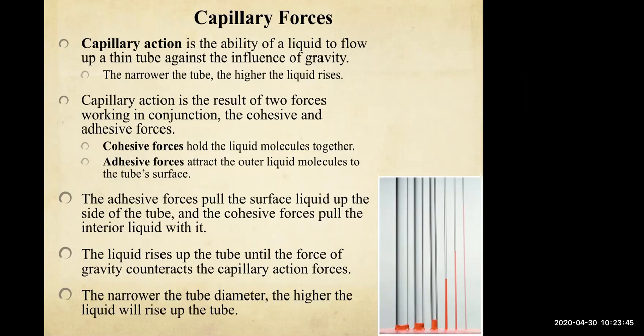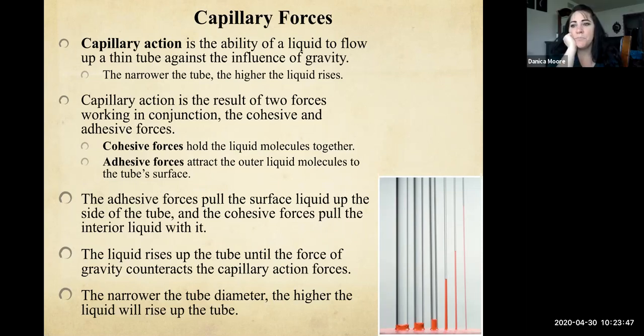Plants, yes, right? So plants are particularly dependent on capillary forces. They have these tiny little arteries that go from their root systems all the way up the plant that are able to deliver water to places higher up in the plant. Without capillary action, plants would not get very tall. So capillary action is the ability of a liquid to flow against the force of gravity in a thin tube. The narrower the tube, the higher the liquid is able to rise.